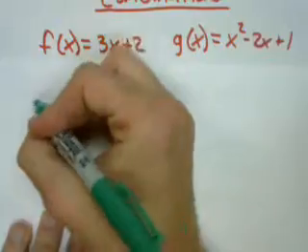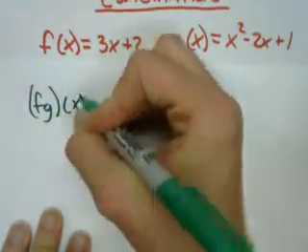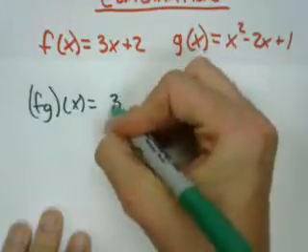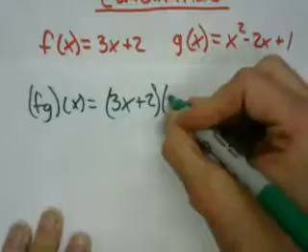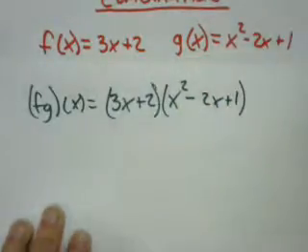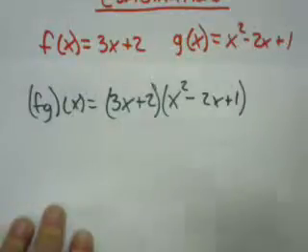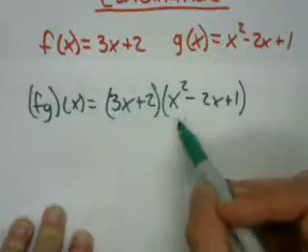So here we're going to have fg of x, and as you can see, we just put them together and multiply. So we have 3x plus 2, again in parentheses, and we have x squared minus 2x plus 1 in parentheses. So as you can see, this is even larger than FOIL. It's not just a binomial and binomial, it's a binomial and trinomial. So here, what we actually have to do is multiple distribution. We have to distribute the 3x through, and then we distribute the 2 through.